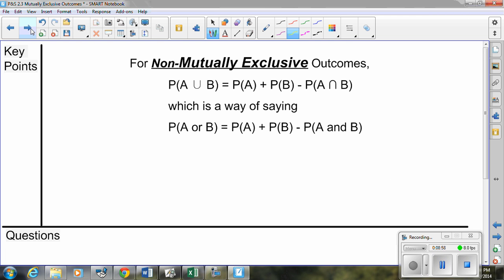Here's the formula. You should pause the video and write down this one. This is for non-mutually exclusive. So this is a formula that we will need to use when we have problems where it is possible to have them happen at the same time. Once again, please note that we have the union symbol for or, but then we have this upside down U. It's a new symbol for us.